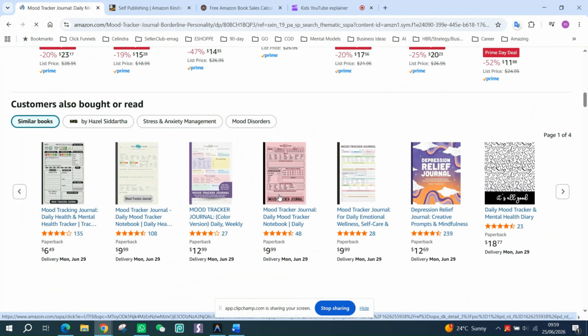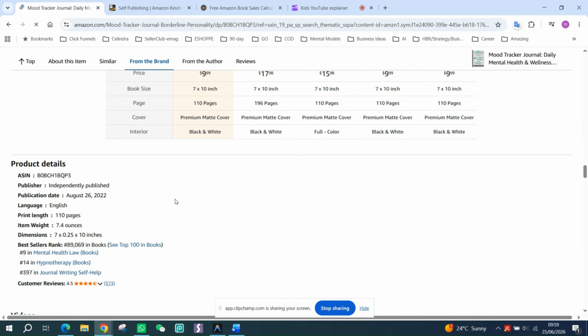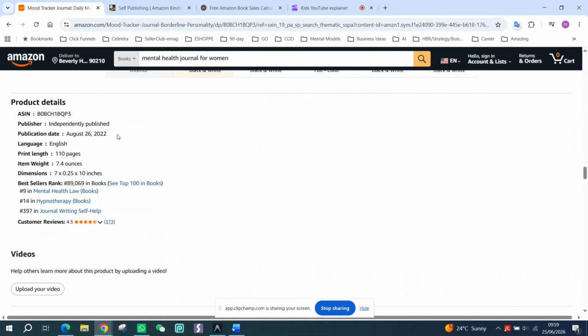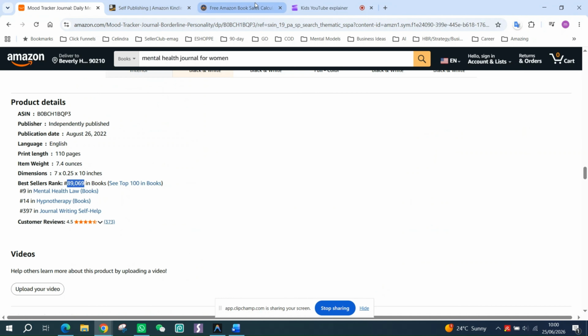Let's look at the BSR. Okay, you see here, independently published, so this is published by somebody like you and me. The bestseller rank is 89,000, which is quite high. So this book is not making too much money, but okay, let's check it as we are here. 89,069.